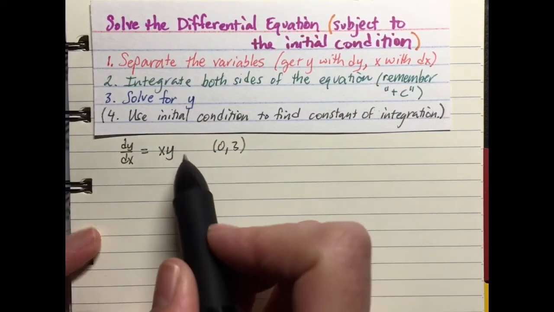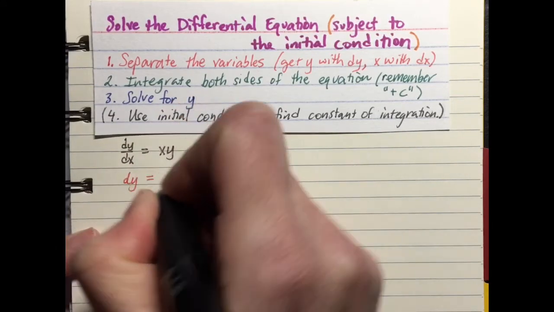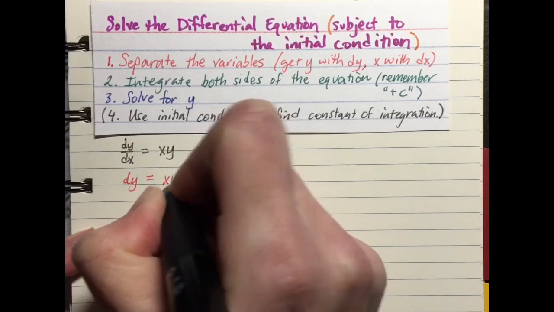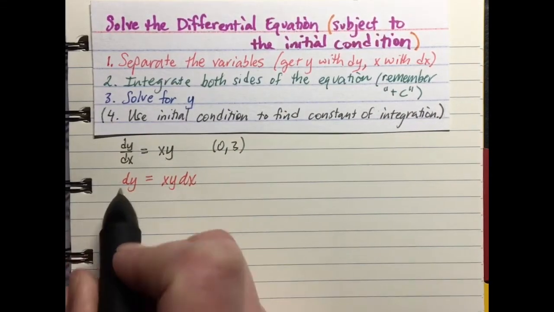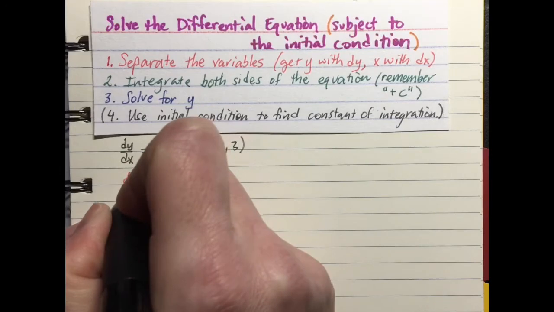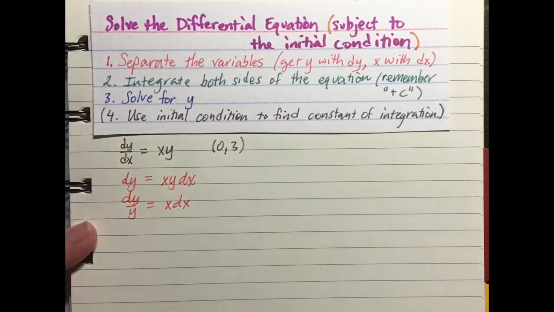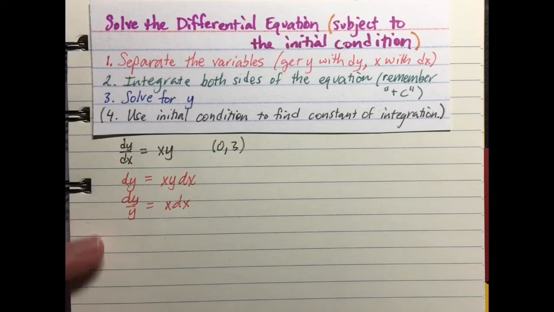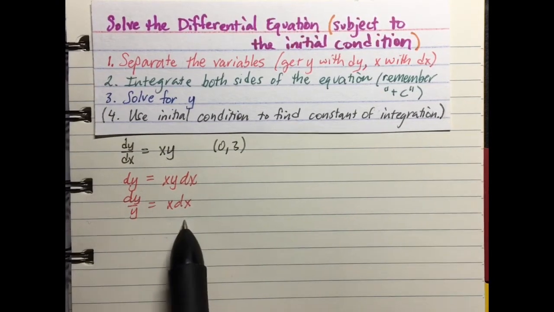Okay, so we're going to first separate the variables. So I'm going to just start out by multiplying both sides by dx. So I have x times y times dx. And then to get the y to be hanging out with the dy, I can divide by the y. So I have dy over y equals x dx. Okay, so there's our separate the variables. Get the y hanging out with the dy, get the x hanging out with the dx.